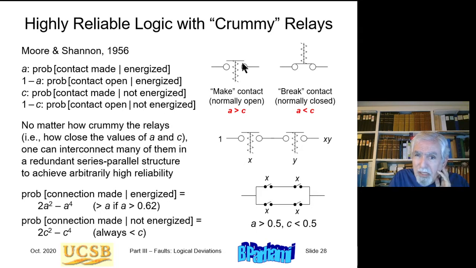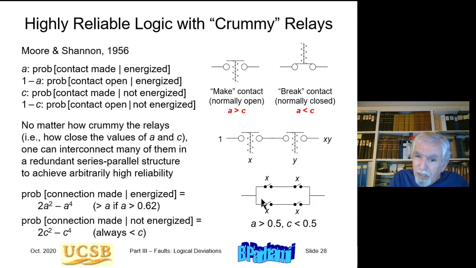So in a make contact, the contact of this type, A will be much greater than C if it's reliable. And for a contact of this relay of this type, A will be much smaller than C. Now, Moore and Shannon basically said it doesn't have to be. A does not have to be much less than C. As long as it's just below C, then we can synthesize relay networks, such as this one, that are more reliable than the individual contacts.